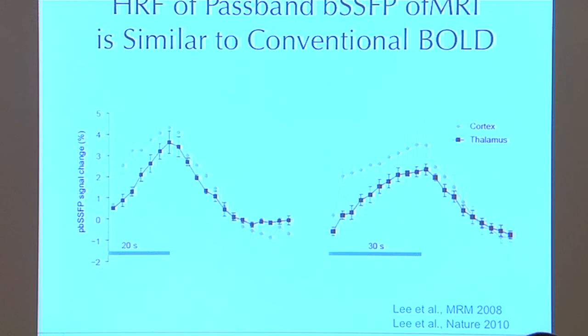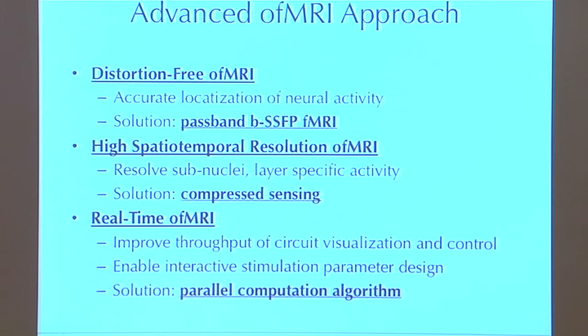And also, if you look at the hemodynamic response function of the passband balanced SSFP OFMRI, you can see that the hemodynamic response curve shape between the cortex and thalamus representing this temporal firing pattern is maintained, which is great. And now, going back to also looking at how we can maximize the potential of this optogenetic functional fMRI approach, we can think of a few things.